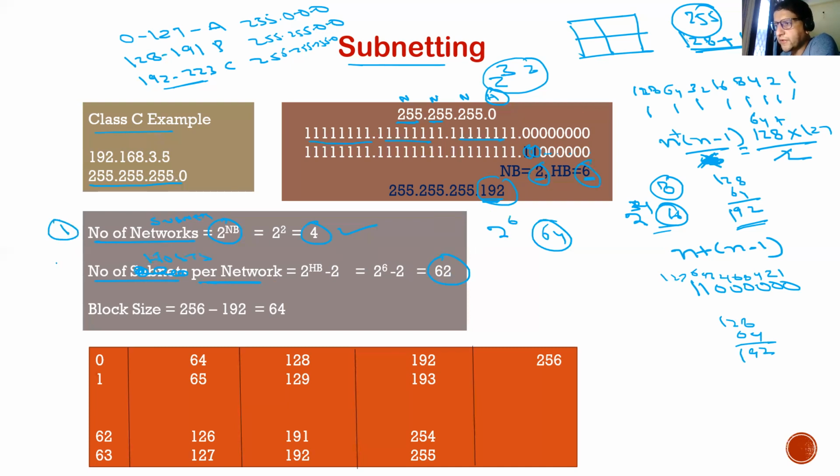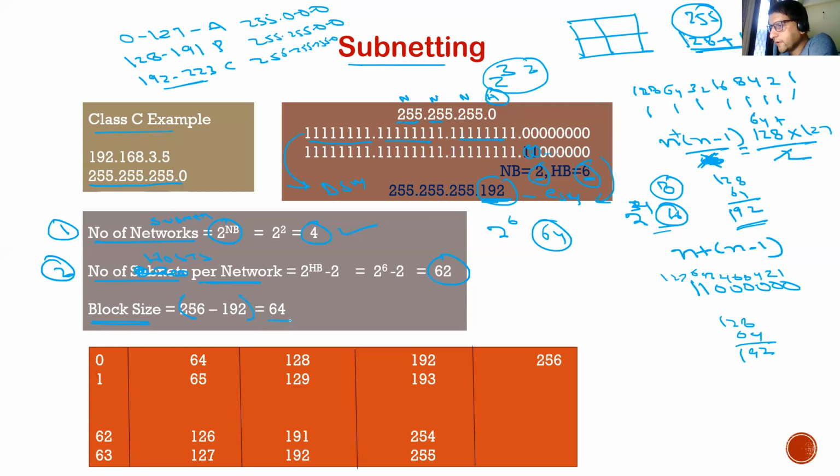This is step 1. This is step 2. So third step is block size. So you should subtract this from 256 to get the block size. So always subtract this value. So this I call CSM, customized subnet mask. This is not the default subnet mask, but the default subnet mask is this one. So what I got right now is CSM, customized subnet mask. So if you see a subnet mask like this, that means subnetting is done on that network.